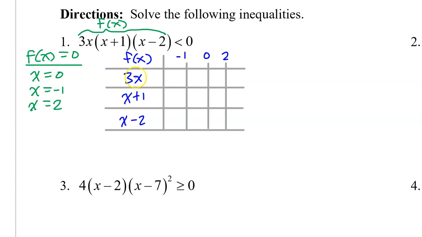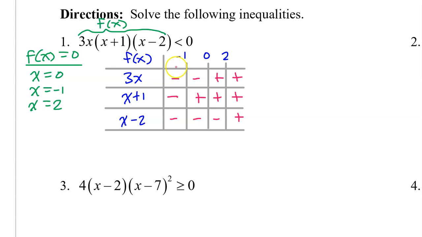Let's start with 3x. 3x gave us the zero of 0. So this is the only place where the sign might change. 3x is going to be negative to the left of 0 and positive to the right of 0. x plus 1 gave us a zero of -1. This factor will be negative for values of x less than -1 and positive for values of x that are greater than -1. x minus 2 gave us the zero of 2. This factor will be negative for x values less than 2 and positive for x values that are greater than 2.